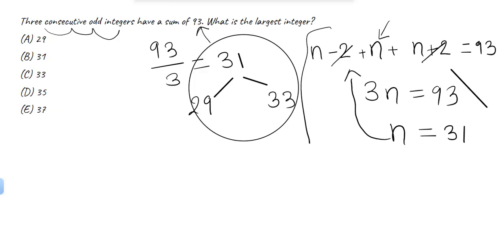So the mental math process is to divide 93 by 3. You get the average, which is the middle number. And then you subtract 2, you get the smallest, and add 2 to that, we get the largest.